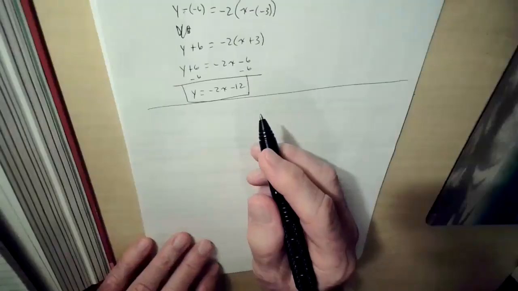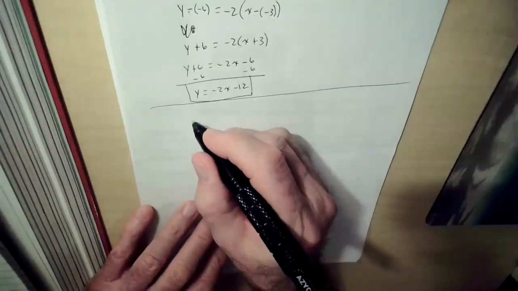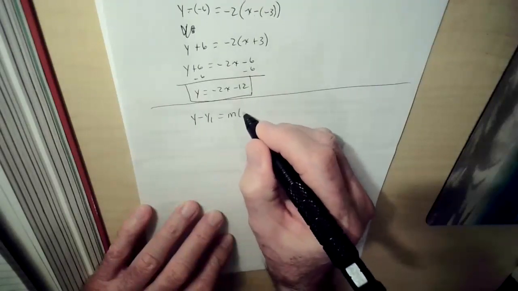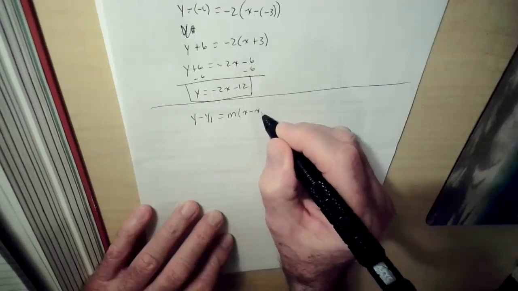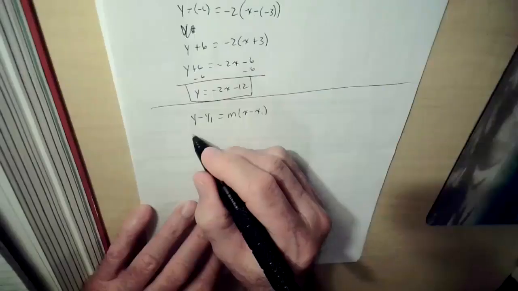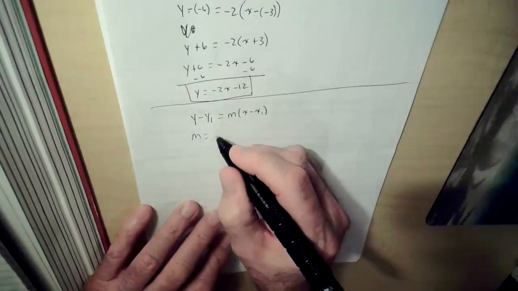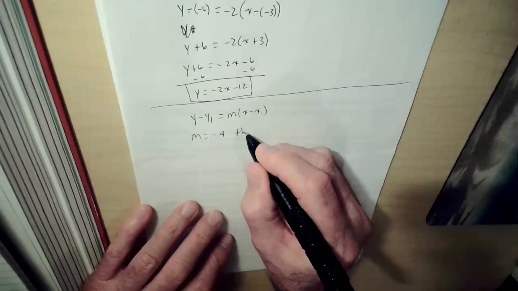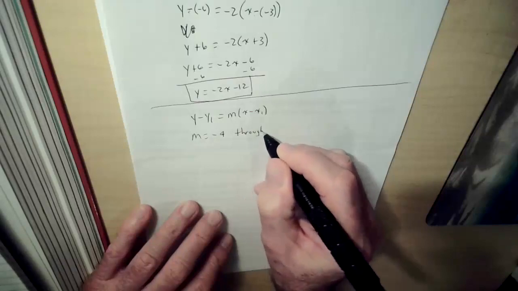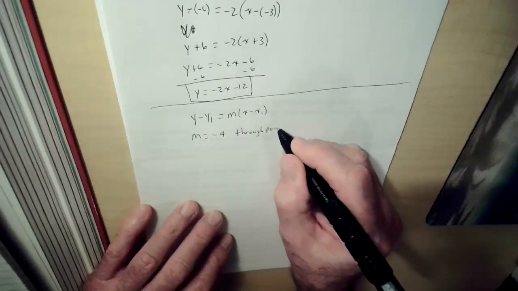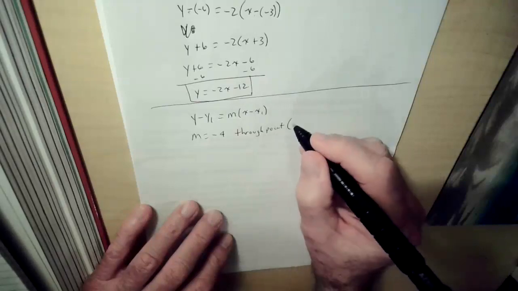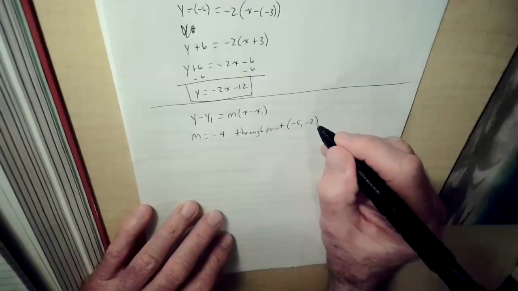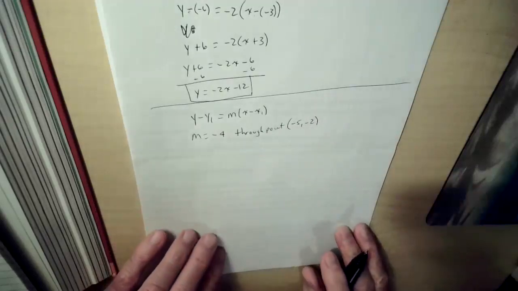Okay. Let's do another one of those with all the godless negative numbers. And again, y minus y1 equals m open x minus x1. But if we have a slope of negative 4, through the point negative 5, negative 2.